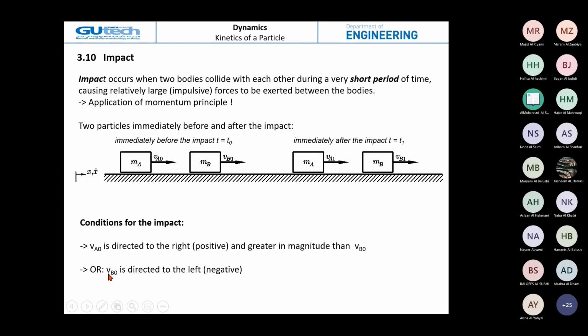Or there is a second case, when VB0 is directed to the left, negative. That means, like, you have a car traveling in this direction, and a car with the mass MB in the opposite direction, then there will be the impact.